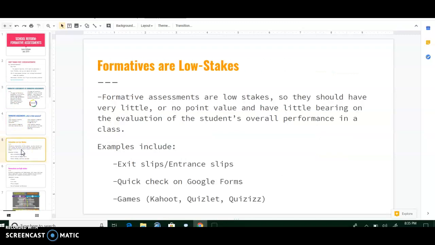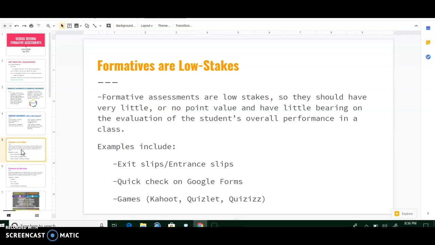Formative assessments are low stakes, so that means that they should have very little or no point value and have little bearing on the evaluation of the student's overall performance in a class. So if I was teaching two-step equations, a formative assessment would be a way for me to see how students are learning this, what part of it do they understand, do they not understand, and it might be a short little assignment, even a homework assignment that doesn't go towards their overall grade in the class.